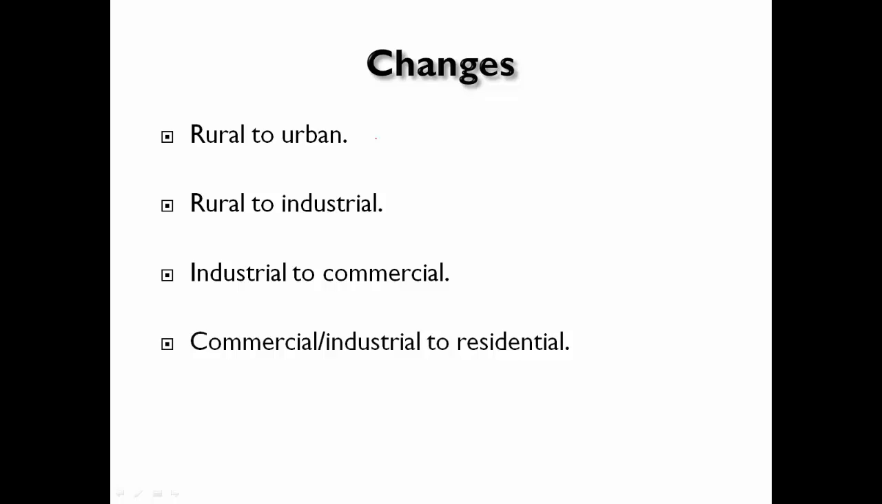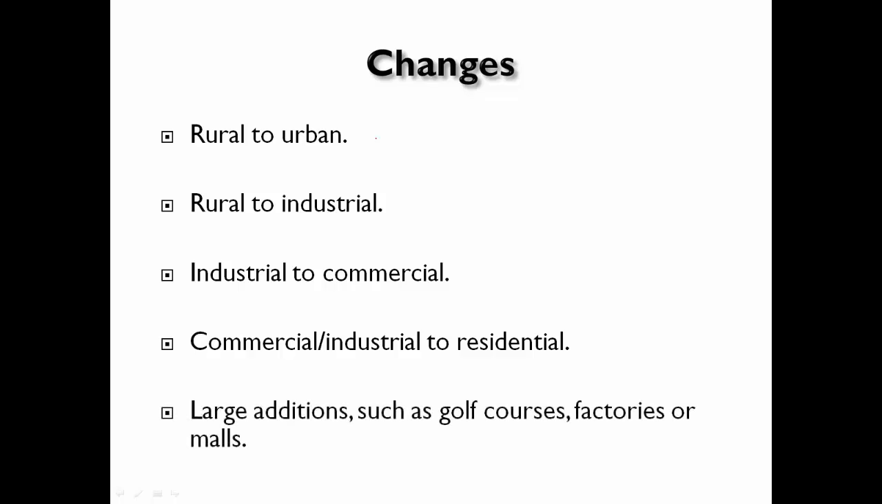Commercial or industrial to residential. So residential is specifically where people live, so houses and apartments. So sometimes they change shops to apartments, sometimes they change factories to apartments, and this is how the town or the city changes. Large additions, so things like golf courses, big factories, or shopping malls. This is another big change in a town. Sometimes they add huge new things.